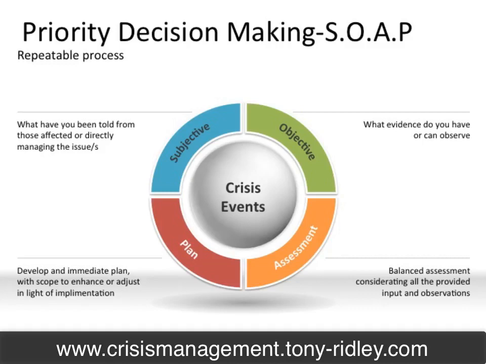And then P is the last element, which is the plan: identifying the immediate plan with a medium to short-term impact, and with caveats or preparations for triggers or considerations for deviation or modification of the existing plan. So again, this is a simplified cycle of decision making. Subjective, objective, assessment, plan. SOAP, this goes over and over again.